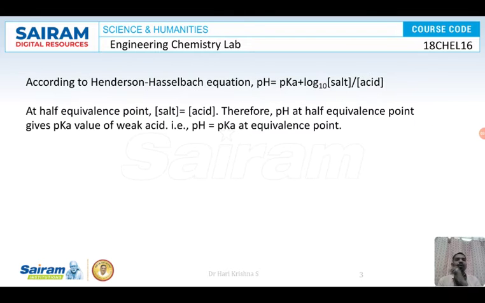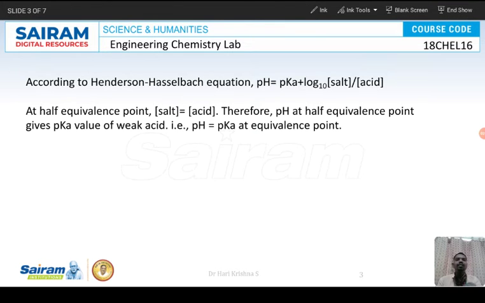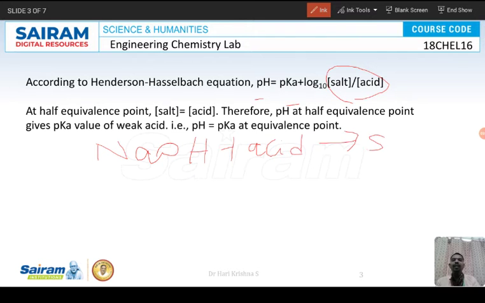And how to determine pKa? According to the Henderson equation, pH is equal to pKa plus log of the concentration of salt by concentration of acid. So here pH is equal to pKa only when the ratio of concentration of salt to acid is equal to 1. When the ratio is 1, log 1 is equal to 0, and pH is equal to pKa. So when is the concentration of salt equal to the concentration of acid? Let us consider we are adding NaOH to an acid. It gives you salt and water.